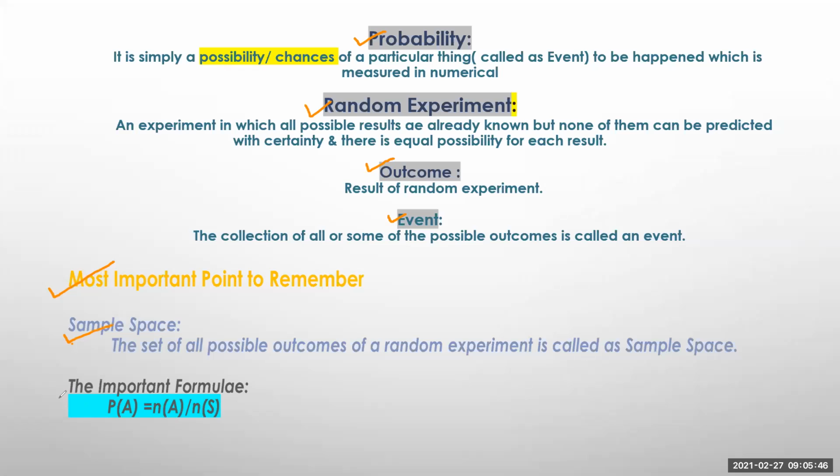And again, in probability there is only one formula, that is finding the probability of any event. If we are given event A, how can we find its probability? The probability of A is equal to n of A upon n of S. So this is the last important point to remember from probability. Clear? These are the few important points from probability. Next.